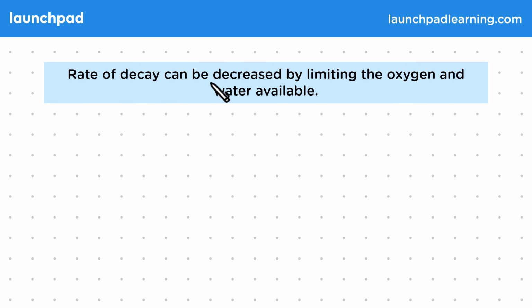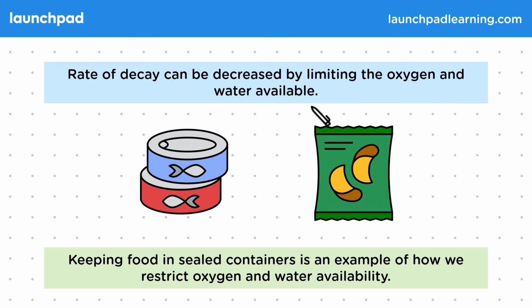Rate of decay can be decreased by limiting the oxygen and water available. Keeping food in sealed containers is an example of how we restrict oxygen and water availability. You can see that this packaging is preventing oxygen and water from getting to the food inside. What other factors can affect the rate of decay?